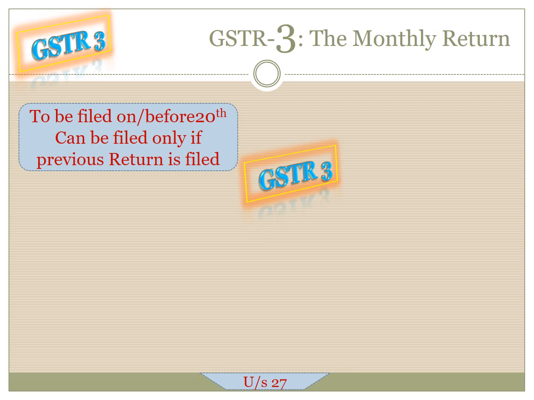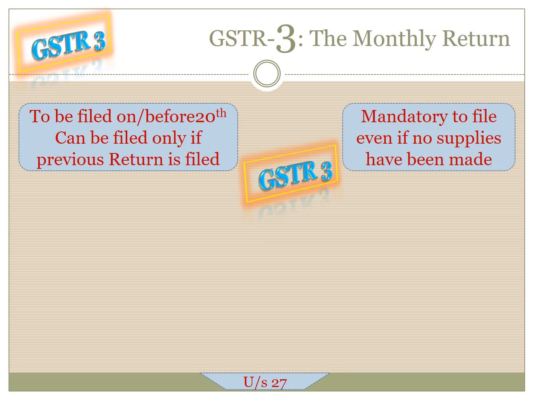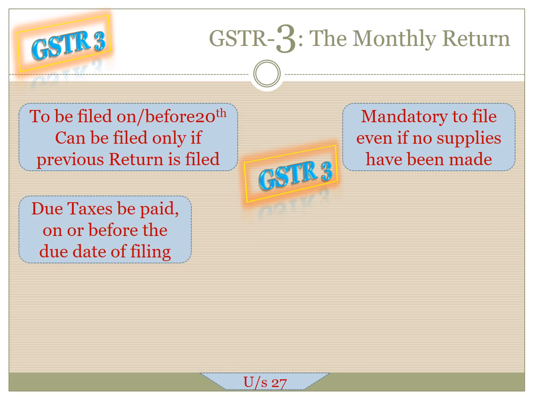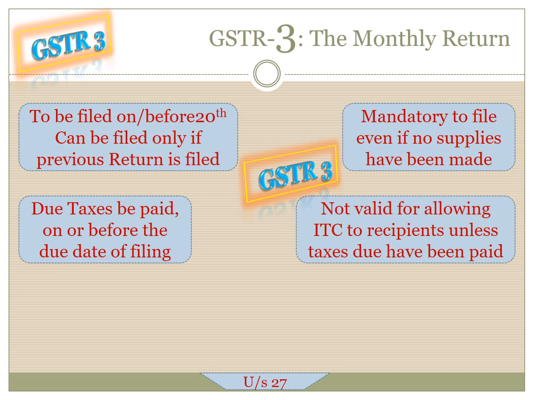The return can be filed only if the previous return has been filed. Under subsection 4, it is mandatory to file return for every tax period even if no supplies of goods and services have been effected. Under subsection 2, the tax due has to be paid on or before the due date of filing the return. Under subsection 3, if due taxes have not been paid, then the return will not be treated as a valid return for the purpose of allowing input tax credit in respect of supplies made by such persons.